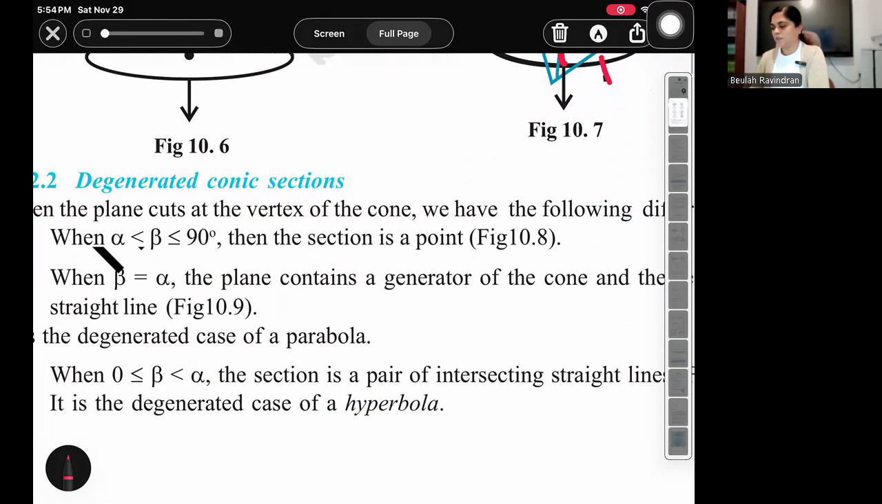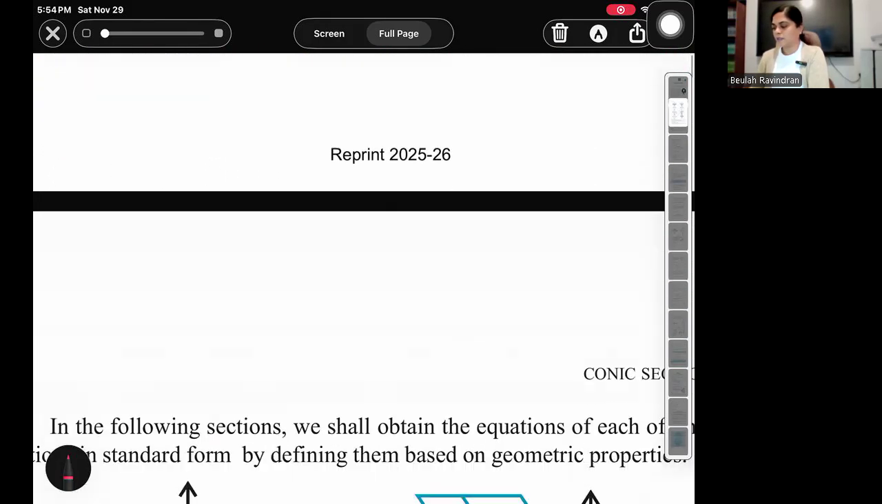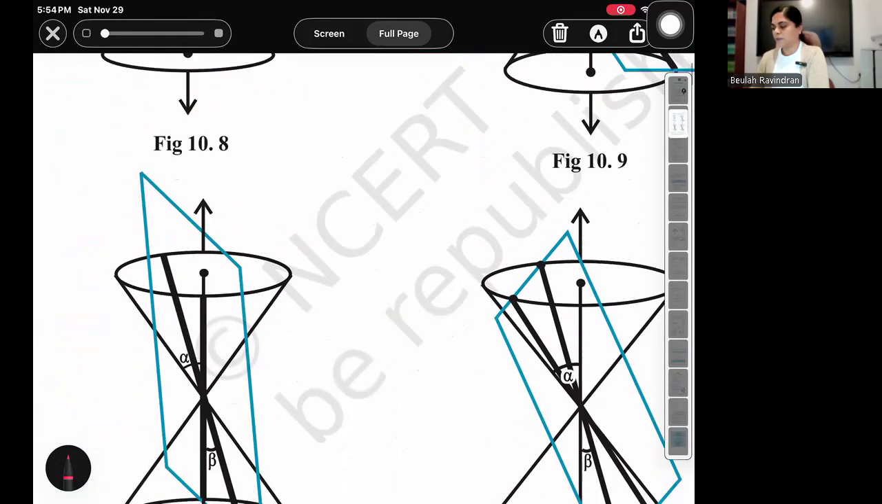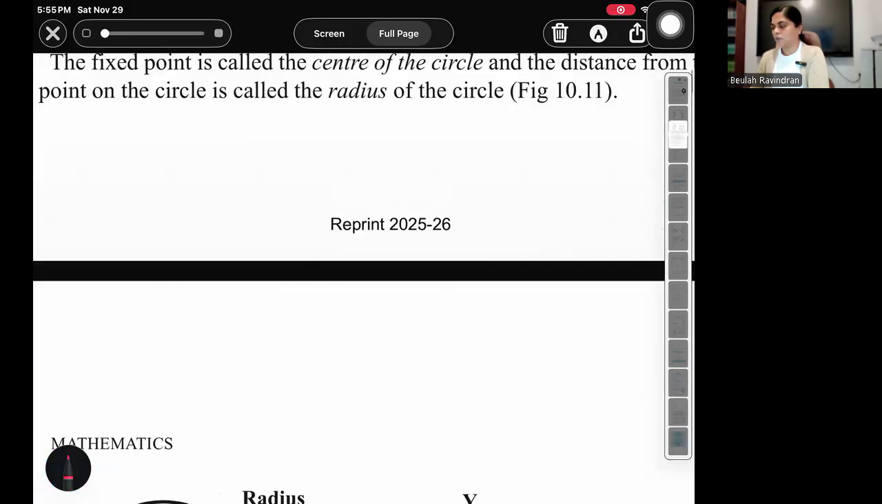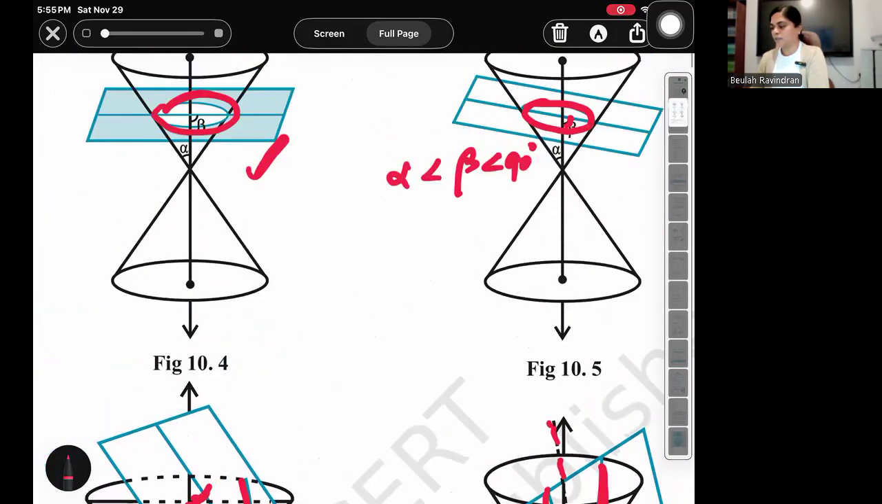I'll show you all the shapes right now. This is the shape, the circle, and I will show you all the shapes very clearly.